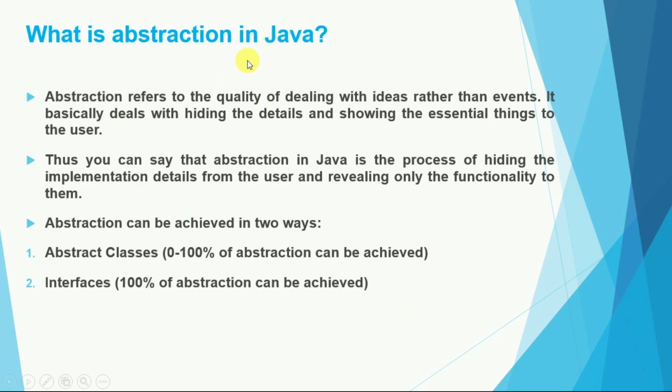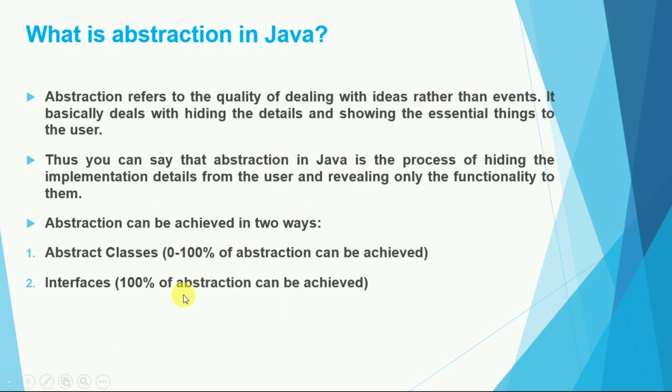So what is abstraction in Java? We already discussed abstraction: hidden implementation. Abstraction refers to the quality of dealing with ideas rather than events, and it basically deals with hiding the details and only exposing some basic details to the user. It provides us functionality, whatever details we want to expose, we can show, showing the essential things to the user.